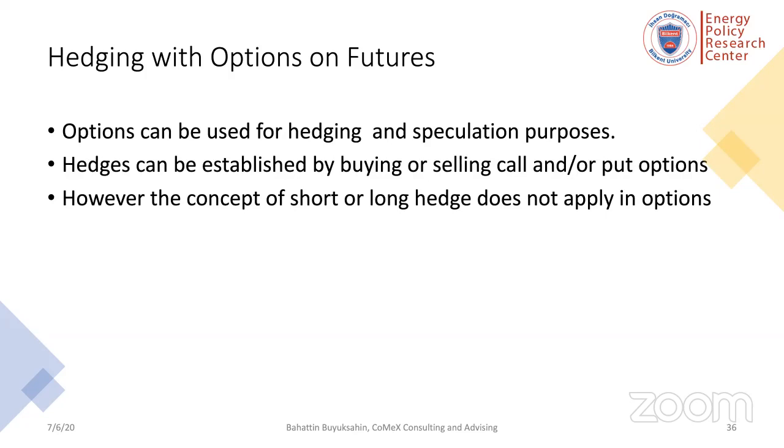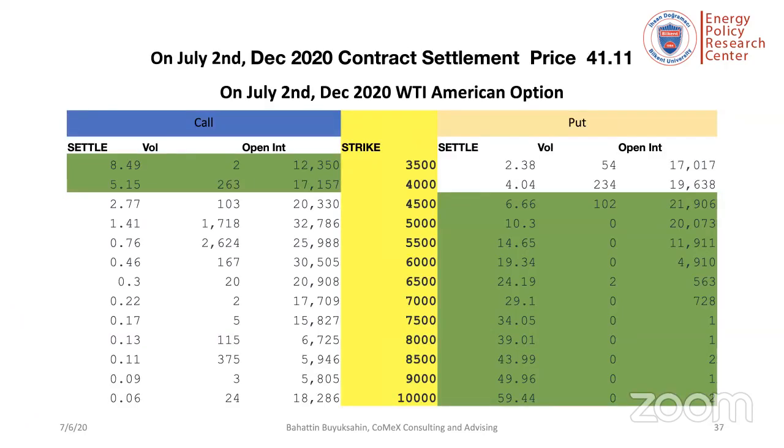Here, let us look at, again, this is July 2nd, again, the December 2020 contract settlement price was 41.11. On July 2nd, again, we have the American option prices for different strike prices. We have different option settlement prices, basically option premiums. For example, for the $35 strike price, the option premium for the call option is $8.49, for the put option $2.38. And you can see the open interest and the volume of trades.